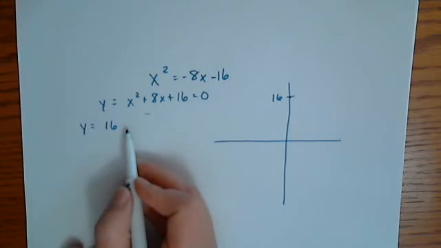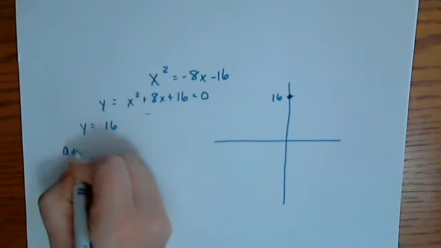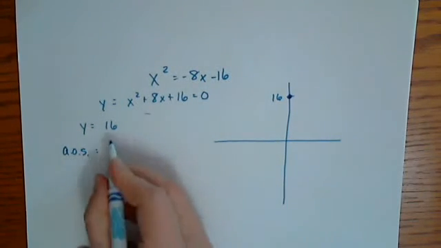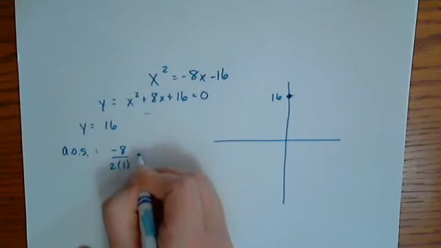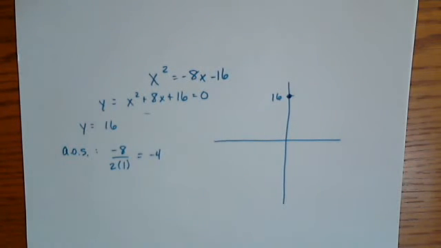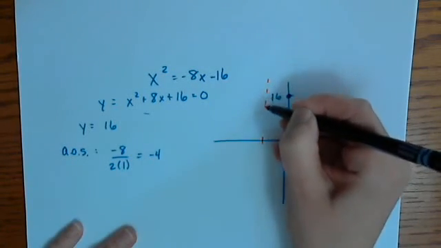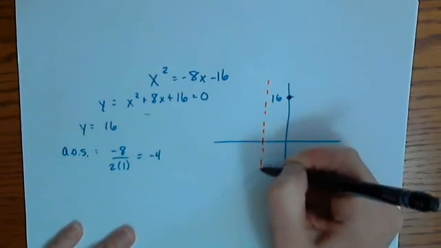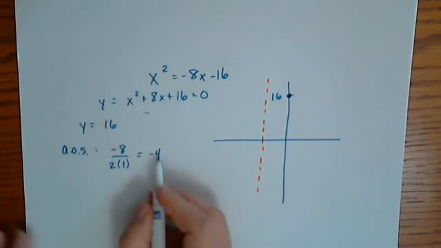Y equals 16 is our y-intercept. Our axis of symmetry is going to be negative 8 over 2 times 1, which is negative 4. So if we put our axis of symmetry in here, it's going to be about at negative 4. Remember to use your grid. Negative 4.